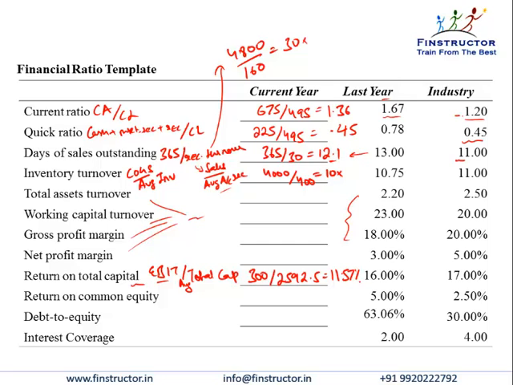So we see that return on total capital has significantly deteriorated. Probably the new investments that we have made have not yet shown us the returns that we envisaged. So this ratio is now significantly below the industry as well as last year.